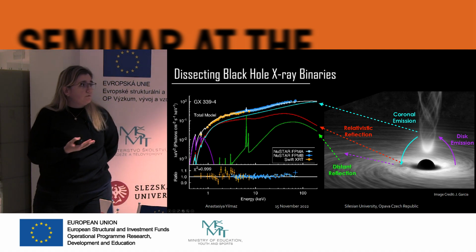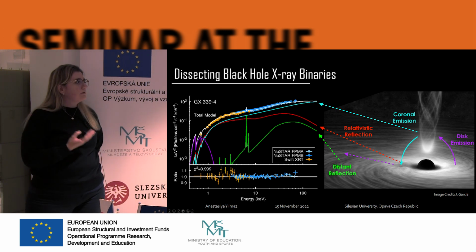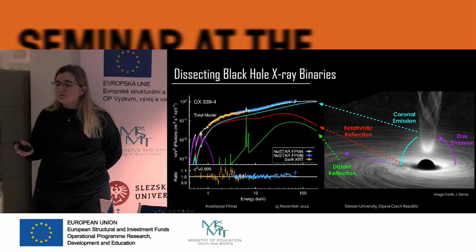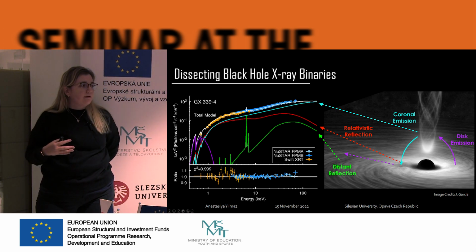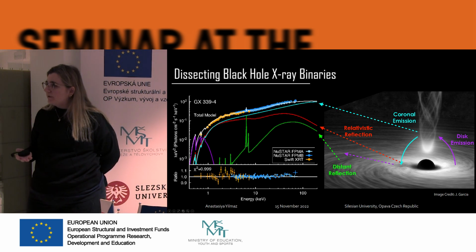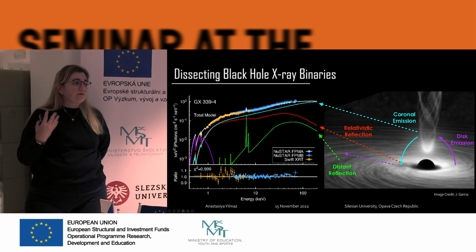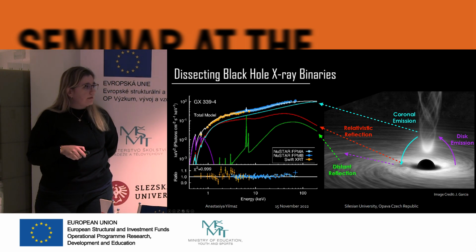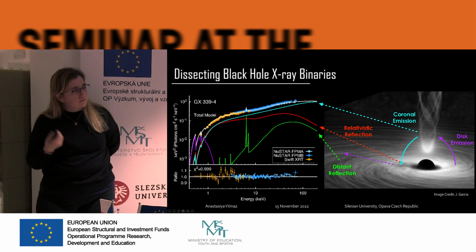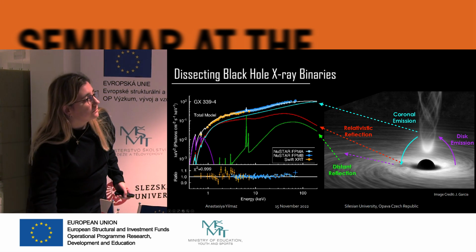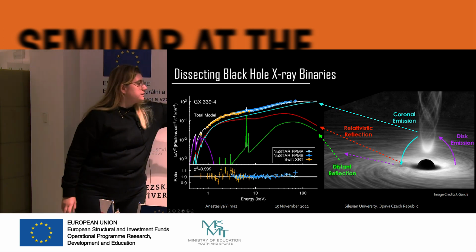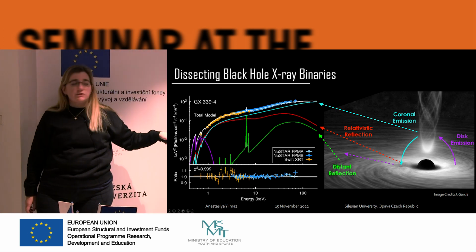So what can we do with X-ray spectroscopy? We can use it as a way to dissect these components and try to model them, and maybe get some information about the black hole structure, the space-time around the black hole, and anything you can think about to describe these systems. So the main components: the disk emission, which is modeled in a very small region here.